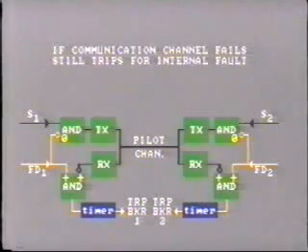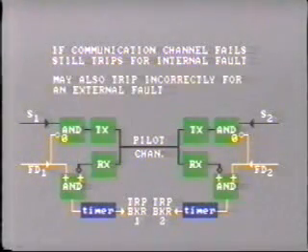In this scheme, if the communication channel fails to transmit, then tripping will still take place for an internal fault. However, it may also take place, but incorrectly, for an external fault, as there is no blocking signal. Take your time to go through the circuit and logic diagrams in your workbook. For now, switch off the tape and thoroughly go over this material in your workbook.